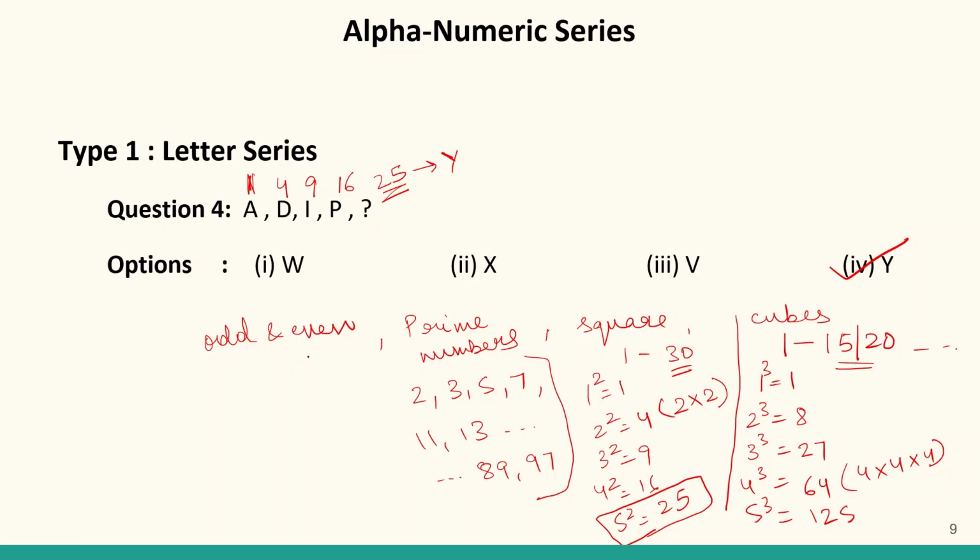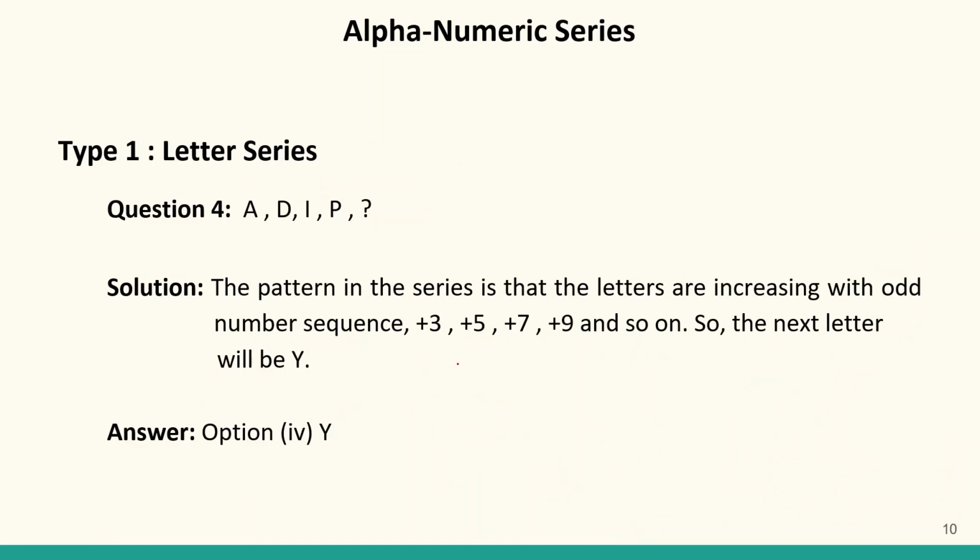Then you should also know what are odd numbers and what are even numbers. Even numbers 2, 4, 6, so on. Odd numbers 1, 3, 5, 7, and so on. This is what you should remember, okay? And this is what should be on your tips, right? So we solved this one. The answer was 4th option, Y.